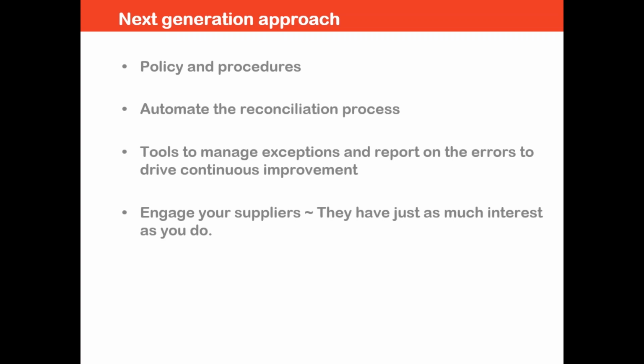Or they might have a critical list of suppliers, which might not be based on value. It might be suppliers that you've got on short payment terms. It might be suppliers that you've got early payment discount programs, or whatever the reasons are, have a defined list of suppliers which are to be prioritized. Obviously, to do that, they're automating the process, so that they only have the exceptions to manage. And then you need the tools to manage the exceptions, report on the errors, and then identify the root causes so that you can drive improvements.